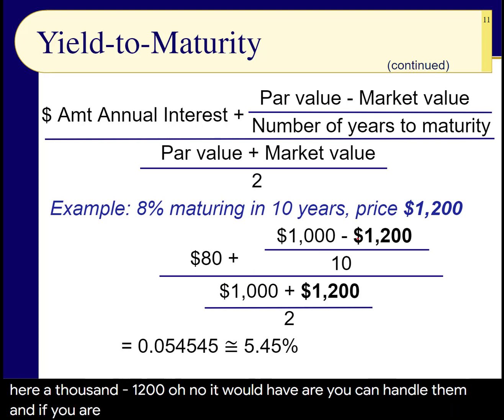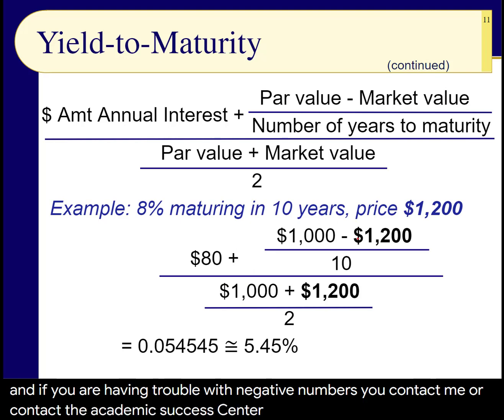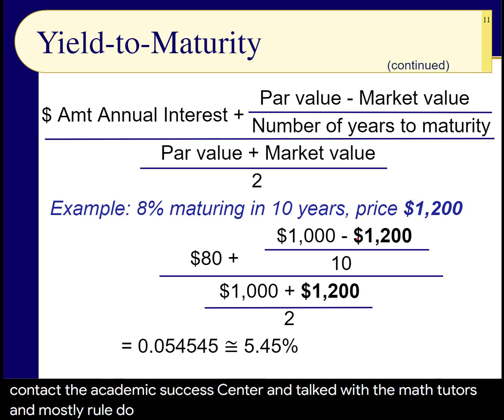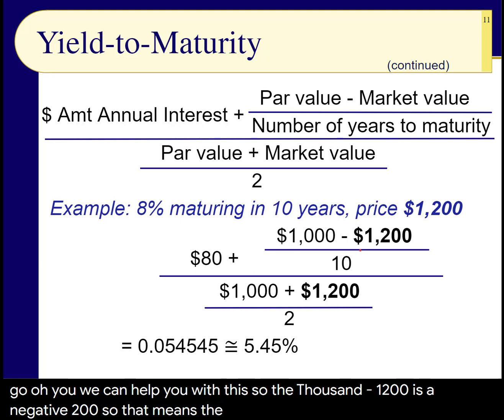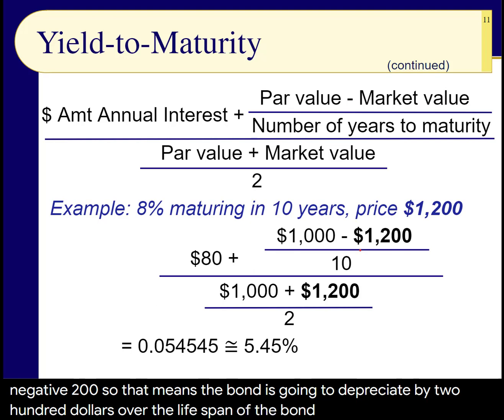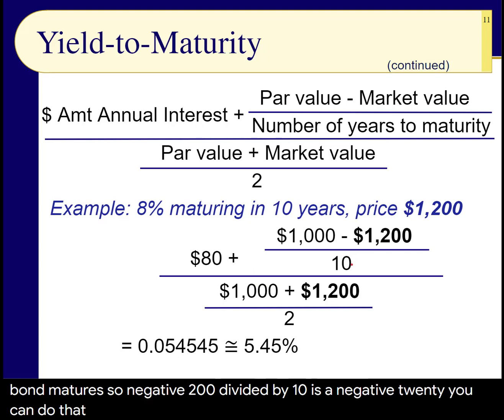And if you are having trouble with negative numbers, you contact me or contact the Academic Success Center and talk with the math tutors, and they'll say, we don't do finance. You just show them the formula and they'll go, oh yeah, we can help you with this. So the 1,000 minus 1,200 is a negative 200. So that means the bond is going to depreciate by $200 over the lifespan of the bond. We bought it for $1,200, but we're only going to get $1,000 when the bond matures. So negative 200 divided by 10 is a negative 20. You can do that.